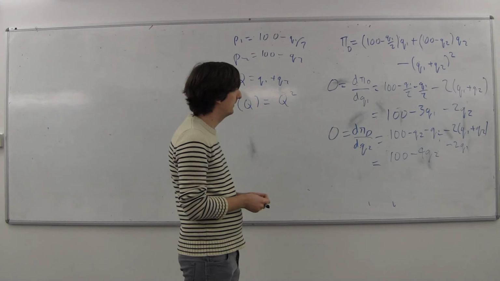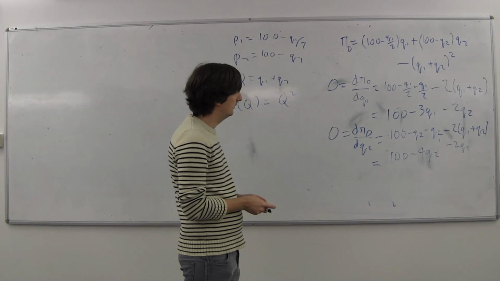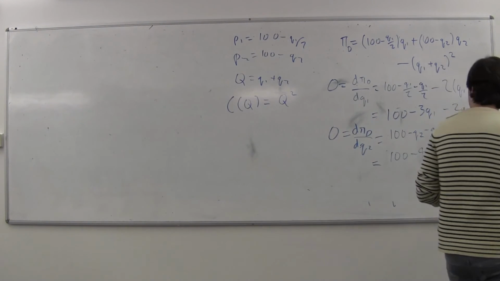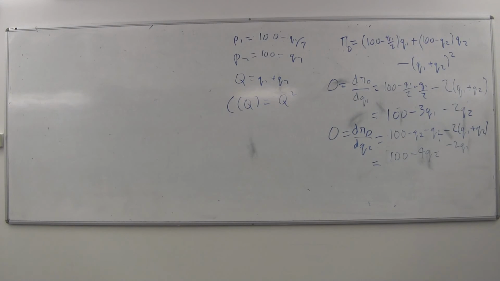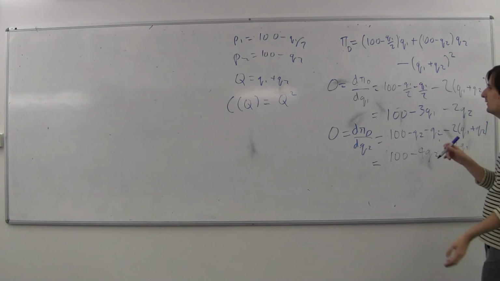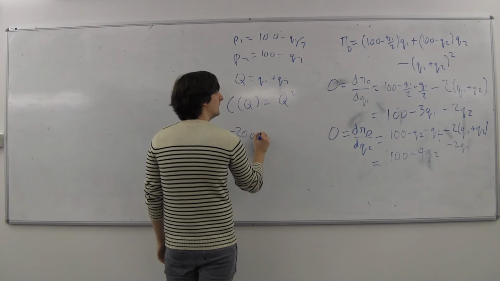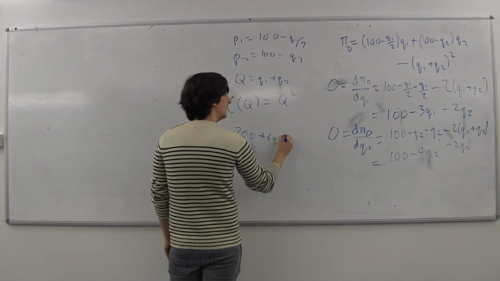What's the easiest way to solve this? It's just two linear equations, so you can solve one and substitute in. Sometimes it's easier to do something else. Let's multiply this equation by minus 2. This equation is equal to 0, so if you multiply it by minus 2, it's still equal to 0. So multiplying by minus 2, you get 0 is minus 200 plus 6 Q1 plus 4 Q2.